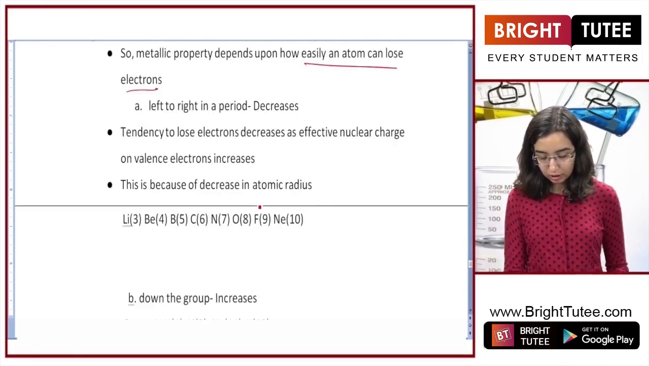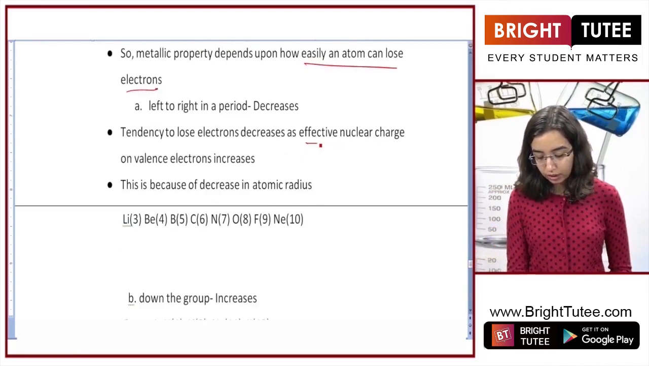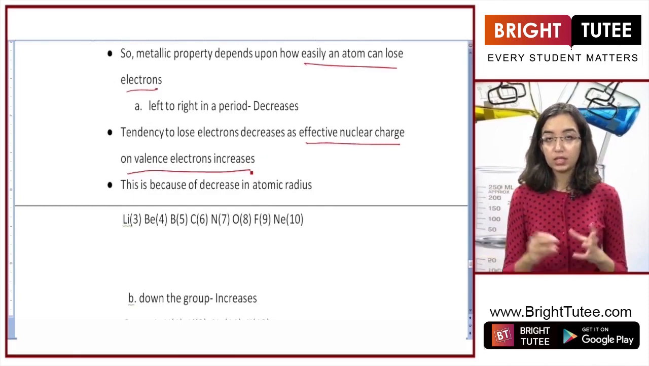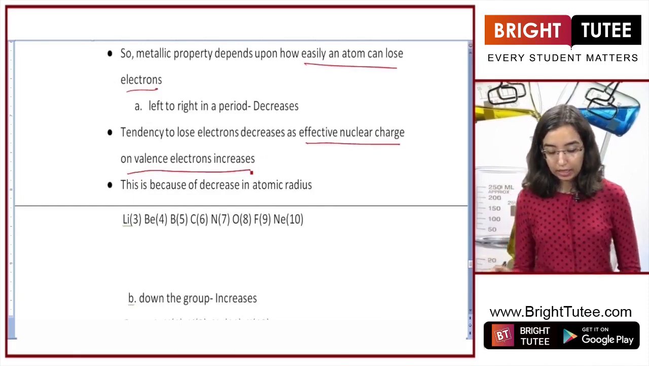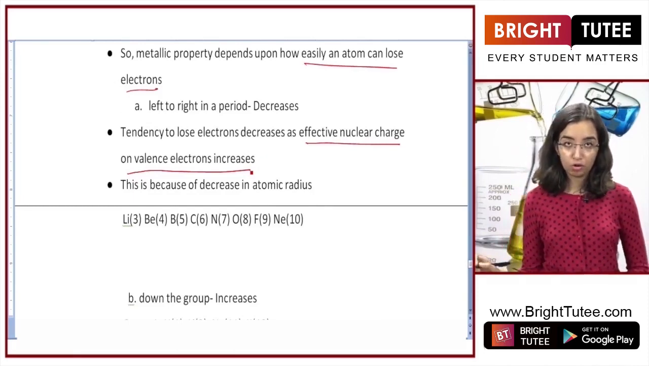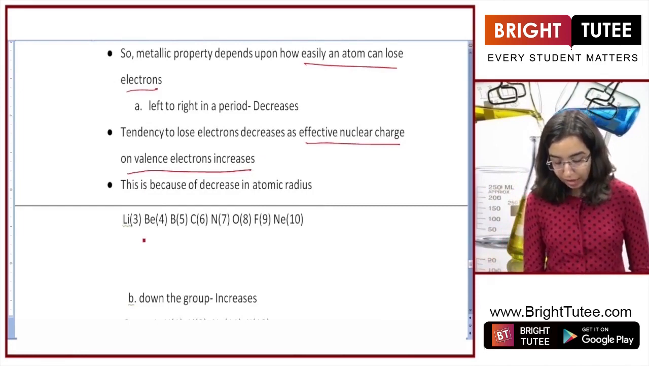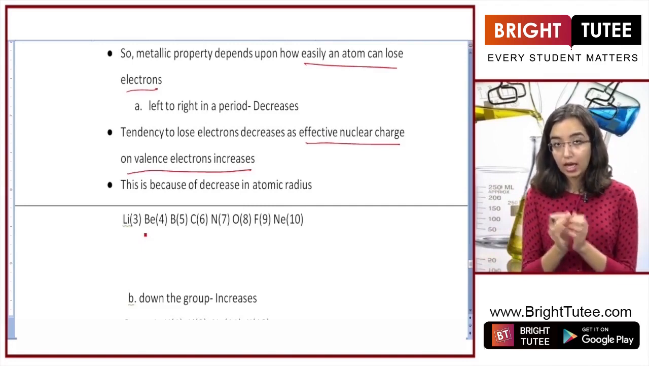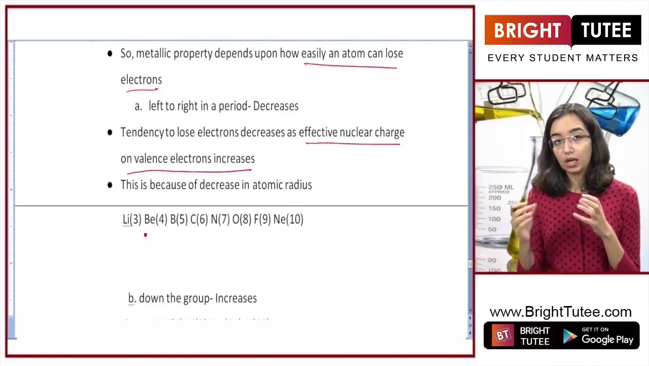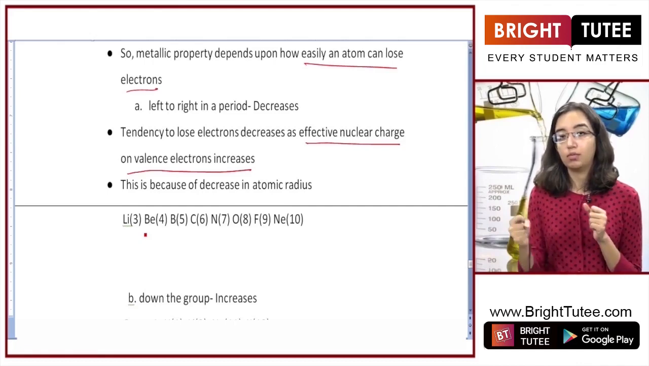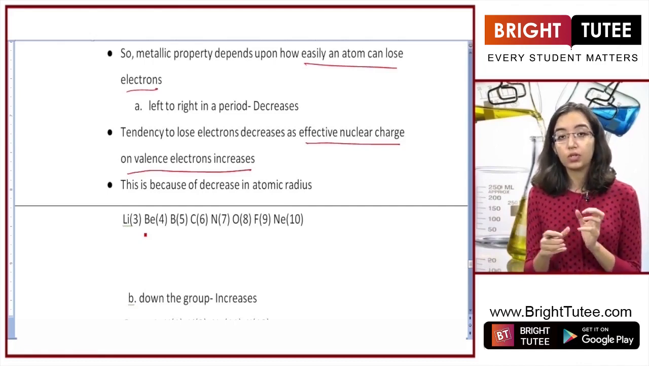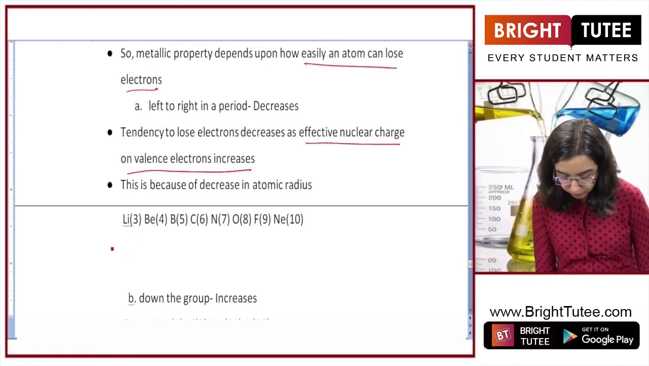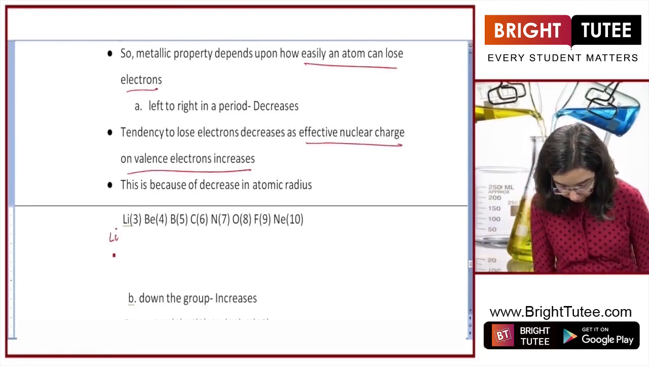The tendency to lose electrons decreases as the effective nuclear charge on the valence electrons increases. Because the nuclear charge is increasing, it will be difficult to remove these electrons from the outermost shell. It is also because the atomic radius shrinks, so the outer electrons are closer to the nucleus, and the nucleus is able to exert more force, because of which it is difficult to remove an electron from the outermost shell. So let's again write the configurations.